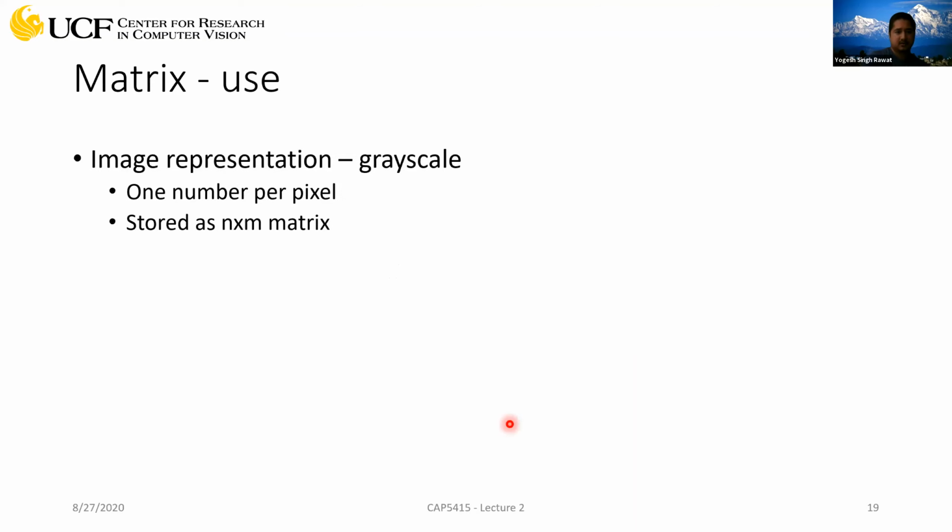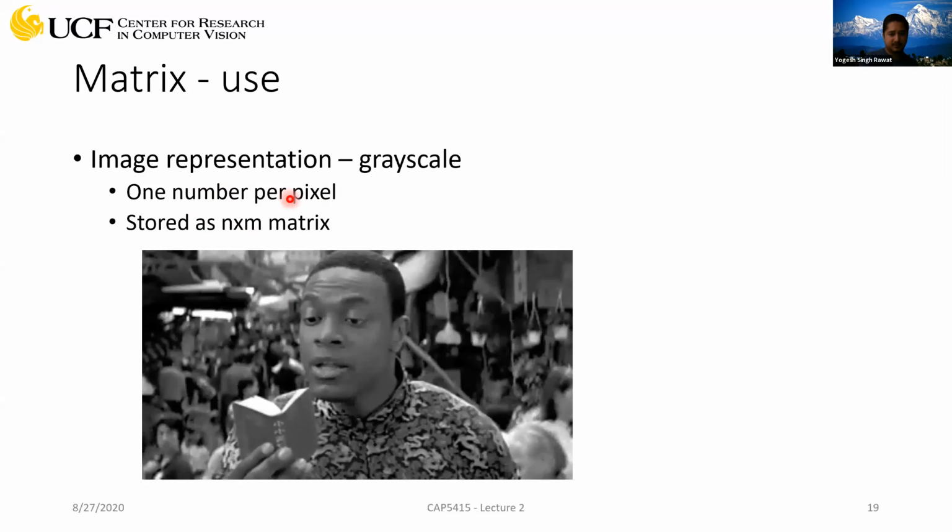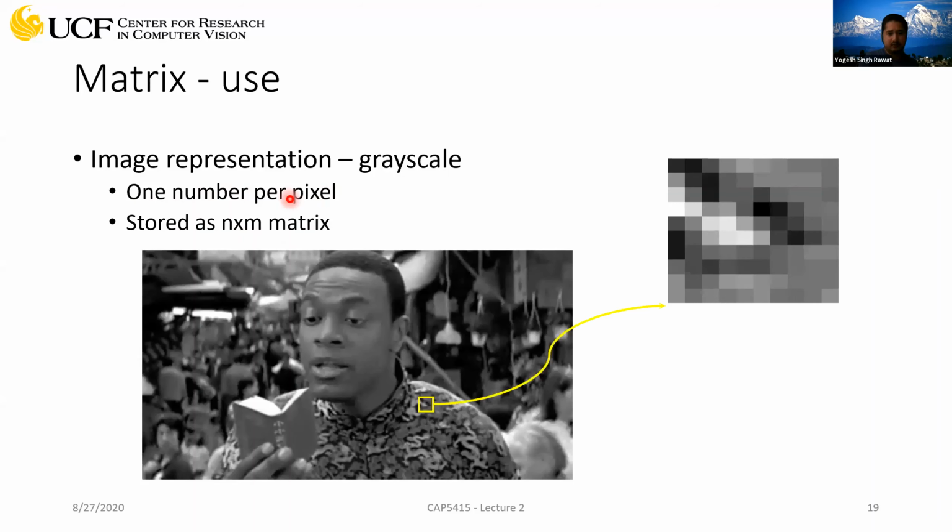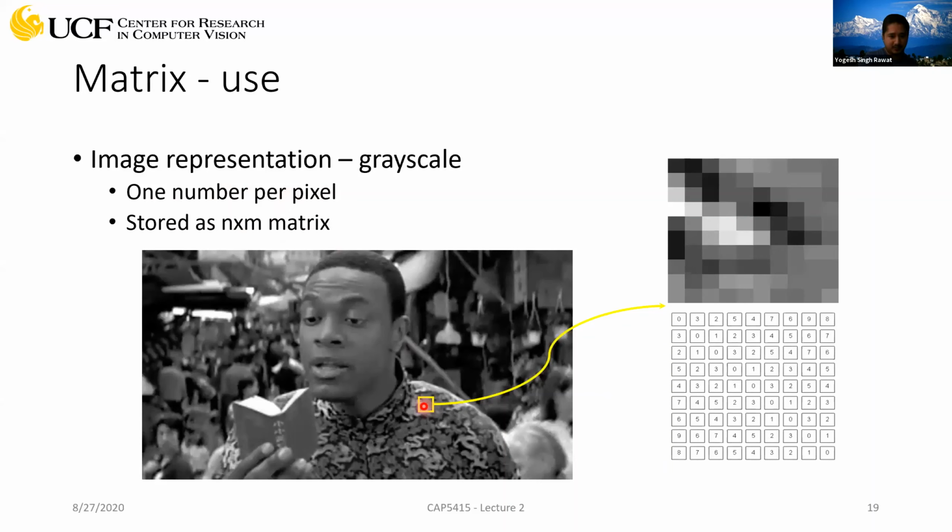Now, why do we need matrices? Some of the uses: if you have an image, you can represent that image in the form of a matrix. I think we covered that in the first lecture as well. Each number in that matrix will represent one pixel. If the resolution of that image is n cross m, we'll get an n cross m matrix. And of course, if it's one number per pixel, it will have to be a grayscale image. This is the same picture from lecture 1. If we take a patch from this image, if it's 10 cross 10 pixels, then we'll have 100 different values.